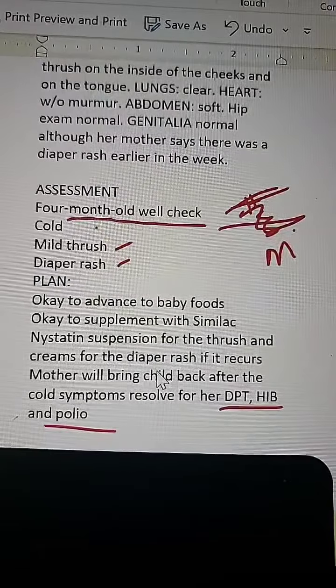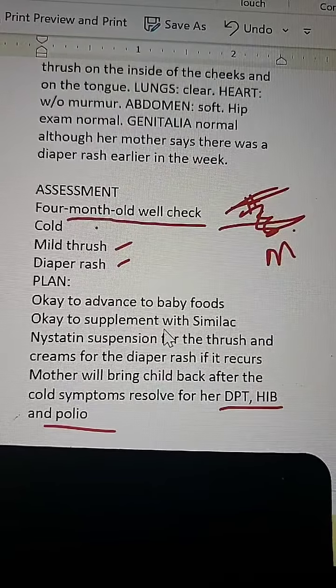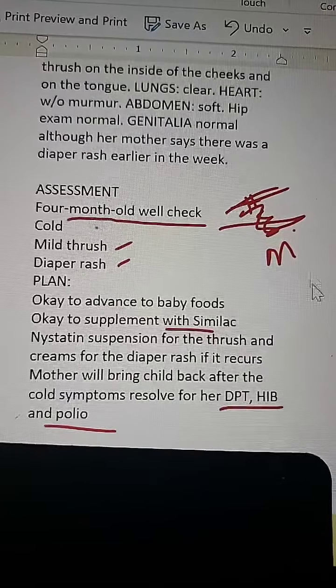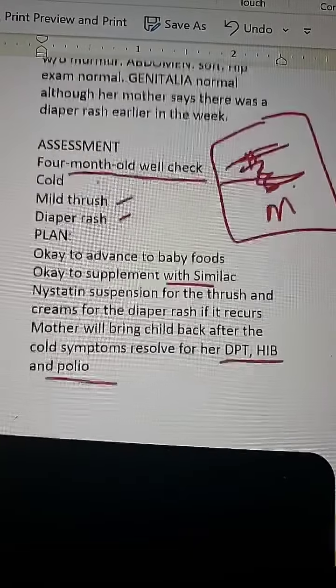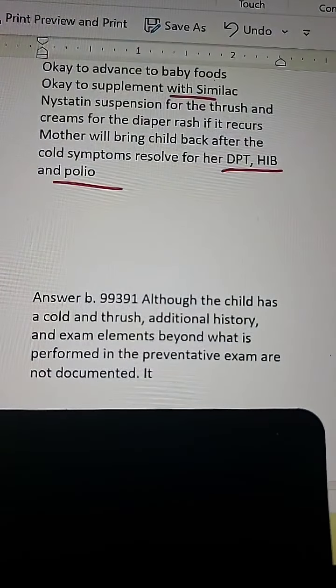All he did was tell the mom to use over the counter. It may be okay to supplement with some Similac. Technically, they didn't meet enough components to be able to bill for a regular office visit to go along with it. So they didn't do anything beyond what was already going to be included in the wellness exam. So we're just going to bill for the wellness exam.